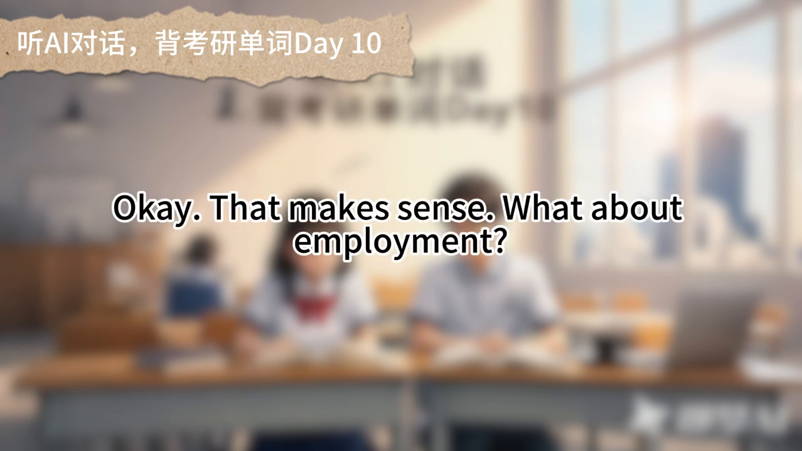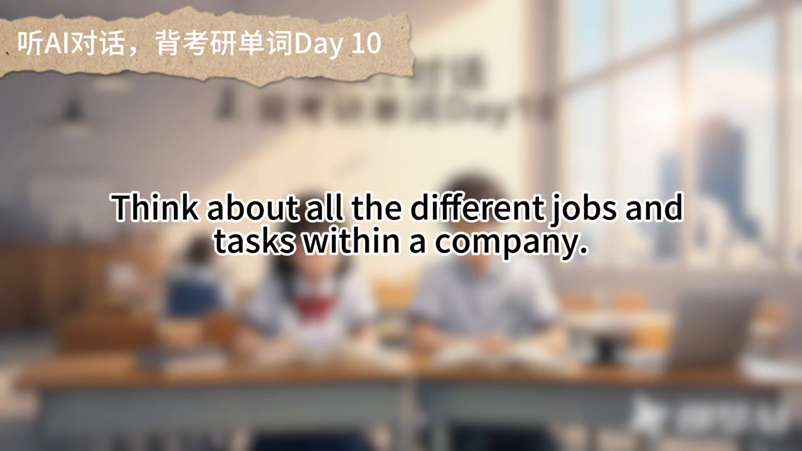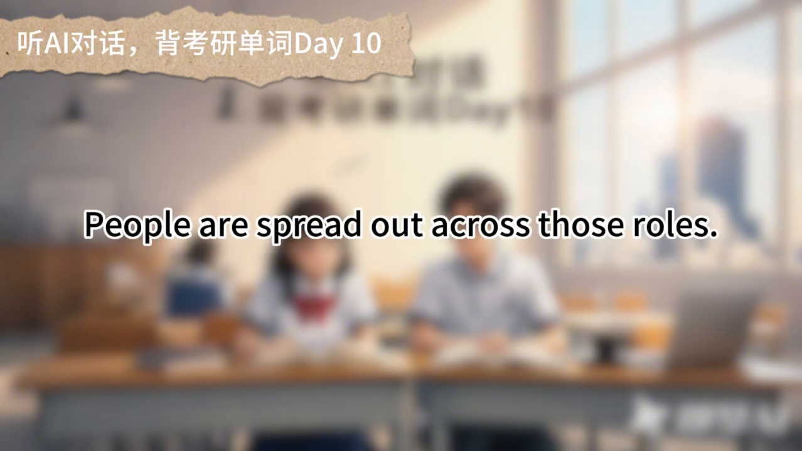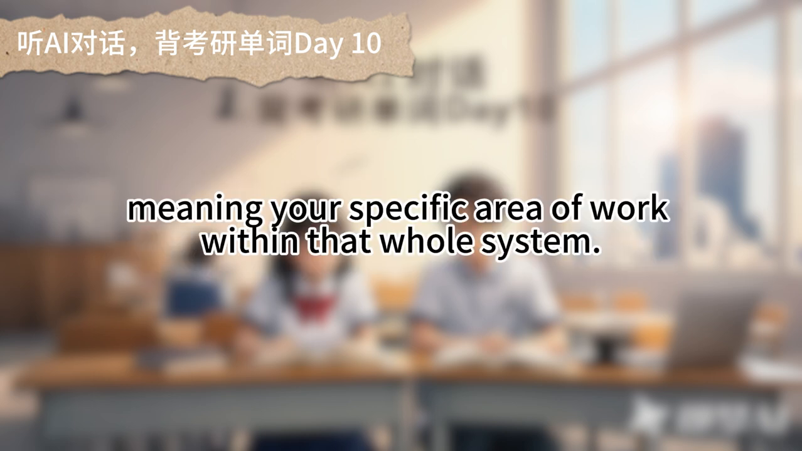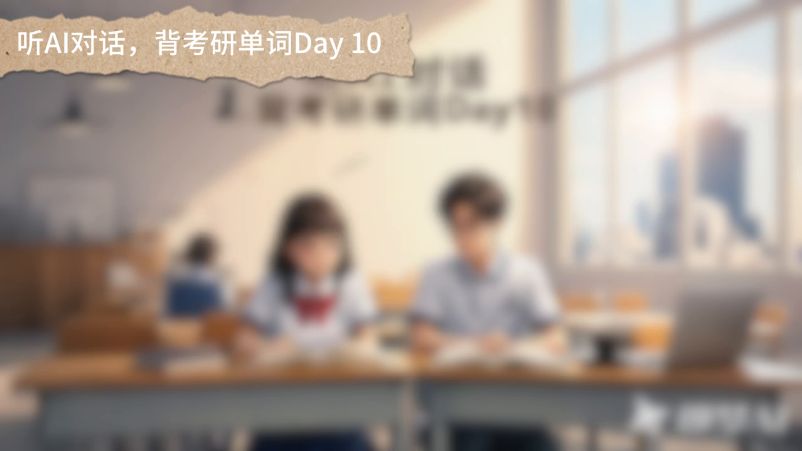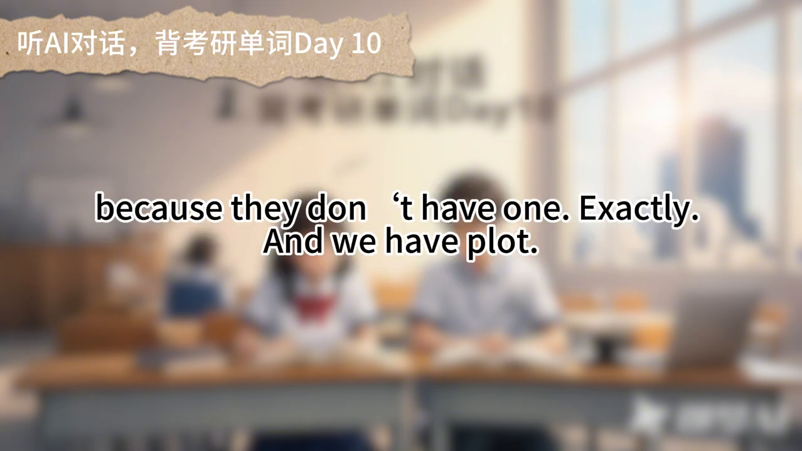Okay, that makes sense. What about employment? Where does spreading out come in there? That one's a bit more metaphorical. Think about all the different jobs and tasks within a company. People are spread out across those roles. Okay. And the example from your materials is about finding your unique value in your field of employment, meaning your specific area of work within that whole system. And then the opposite is unemployment, where people are sadly not spread out among jobs. Right, because they don't have one.